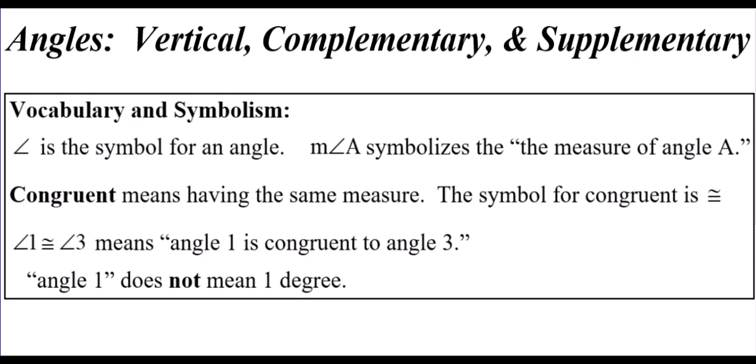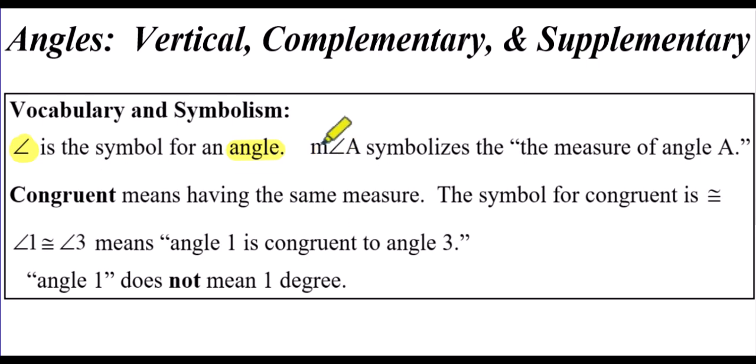Underkoffler, and today we're going to be looking at the guided notes called Angles, Vertical, Complementary, and Supplementary. Alright, let's start talking about some vocabulary that you're going to see all throughout these guided notes, starting with this interesting looking symbol. This is the symbol for an angle, which is quite convenient because it actually looks like an angle. Two rays coming together at a vertex, that's what angles look like. So this is the symbol used in geometry for an angle.